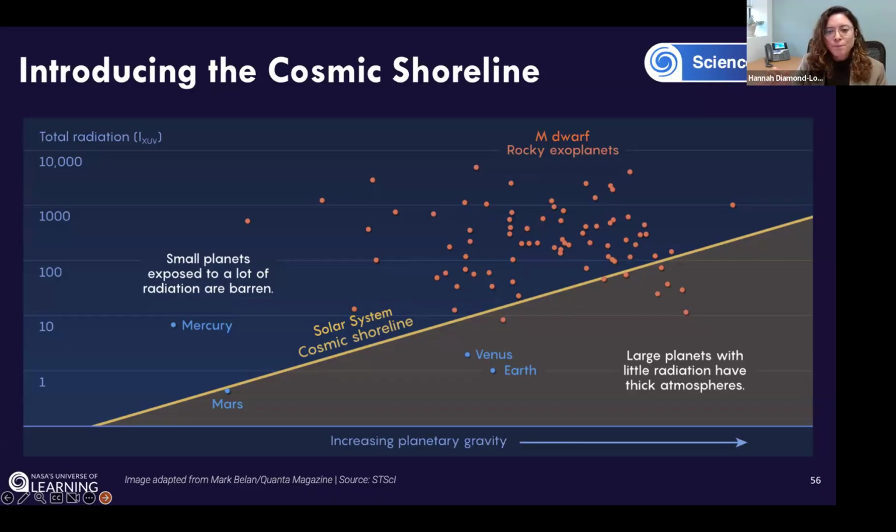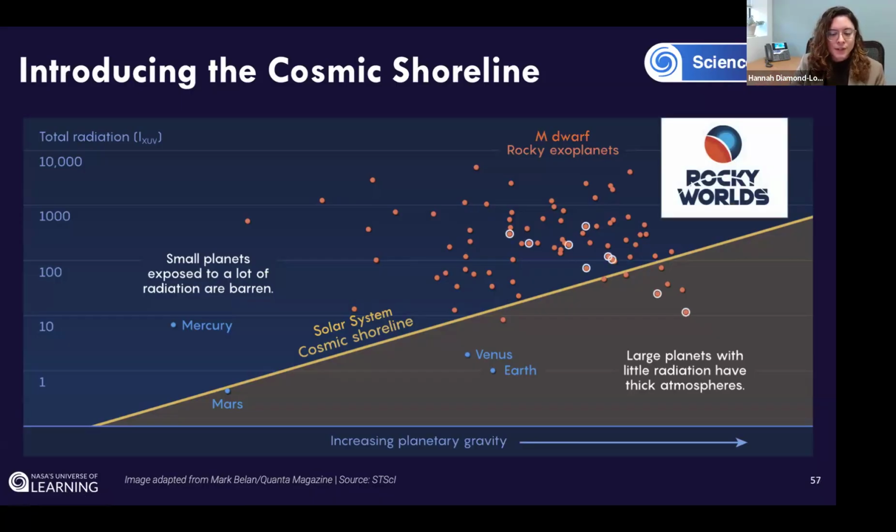And so, next slide. This is where the Rocky Worlds Director's Discretionary Time program comes in. It is a big effort on top of the effort that scientists in the community are already making to really address this question of, do M dwarf rocky exoplanets hold on to their atmospheres? It is not a purely statistical approach because we are still in a very small sample area of statistics, but it is a big push. So we're using 500 hours to do this. Next slide.